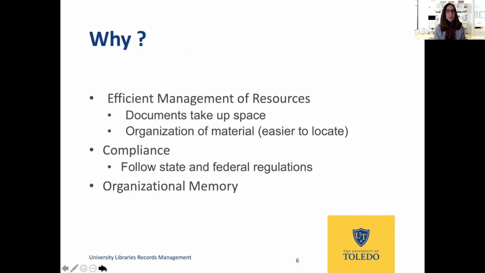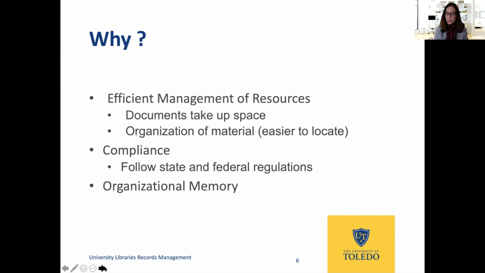I want to talk a little bit now about why we need to do any of this. Some of it's just the obvious: efficient management of resources. Paper documents, if you're living in the paper world, take up a lot of space. People have built buildings to house these things. And we need to be able to dispose of things in a timely way, not just put them in a box and forget about them. It also helps organize records and makes them easier to locate when you do need them.